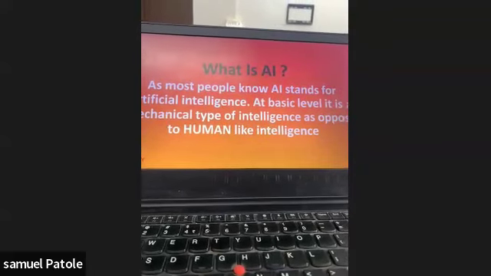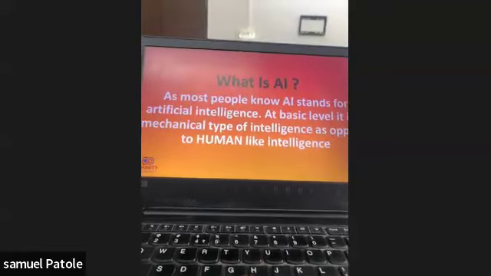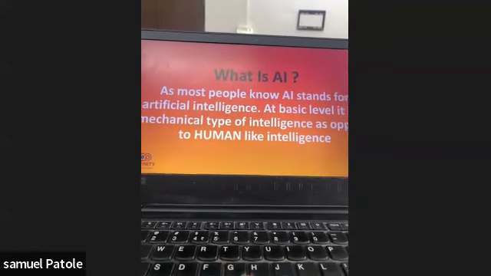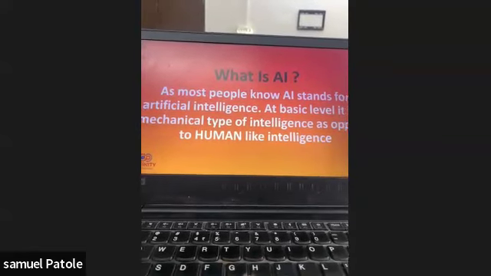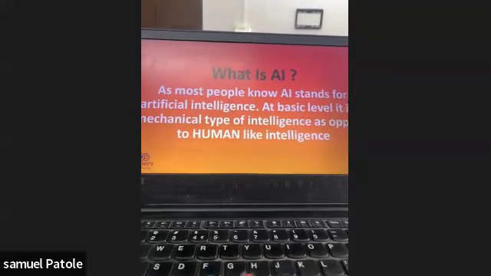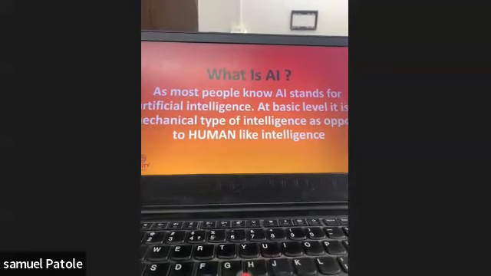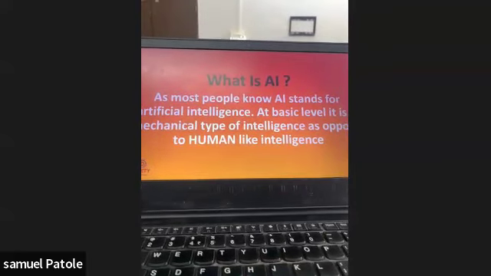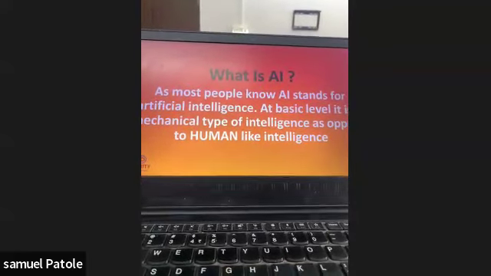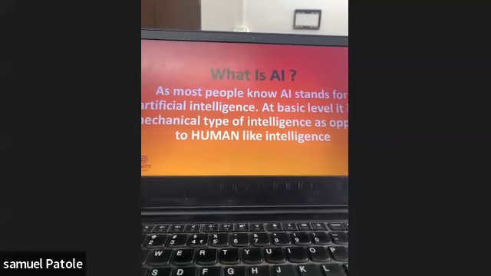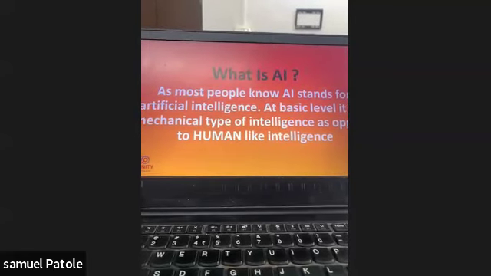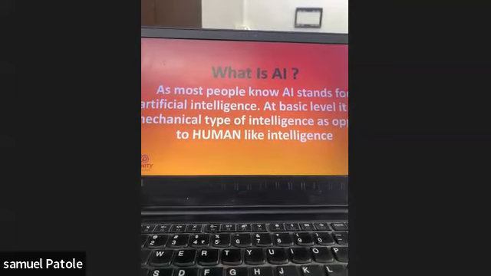Okay. So artificial intelligence, in very, very layman's terms, if I would try to elaborate AI, I can say that it is mechanical type of intelligence as opposed to human intelligence. So now a point might come into your mind: what is this human intelligence and what is this mechanical intelligence?